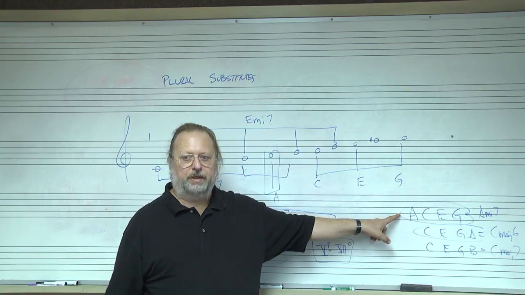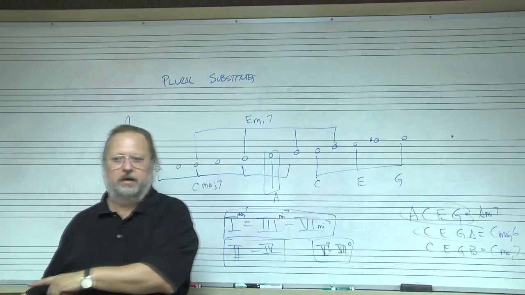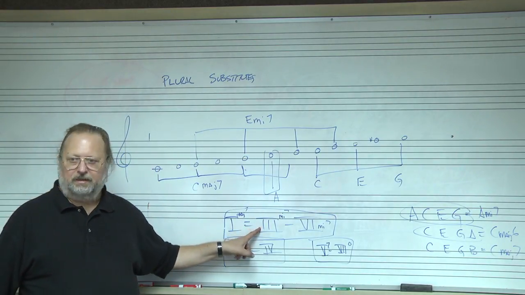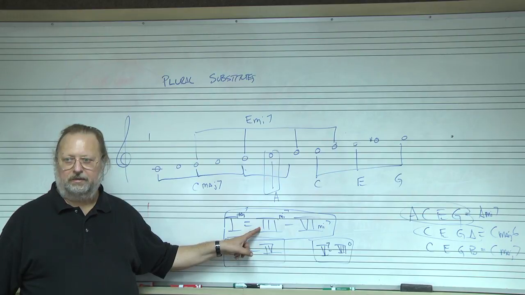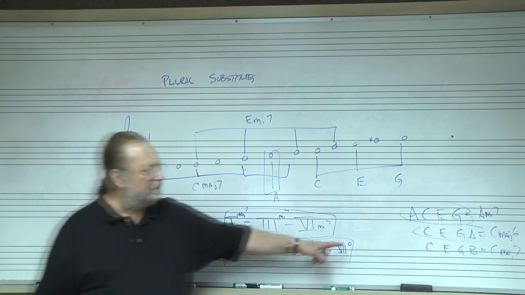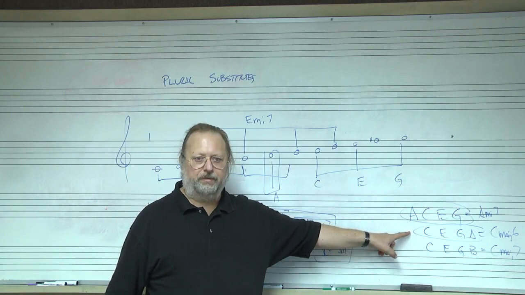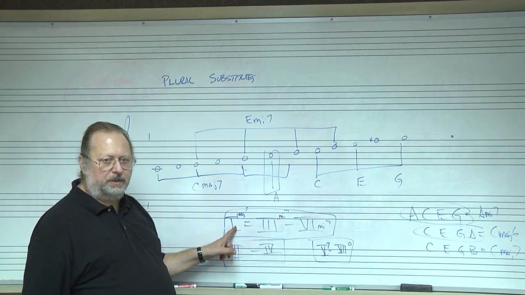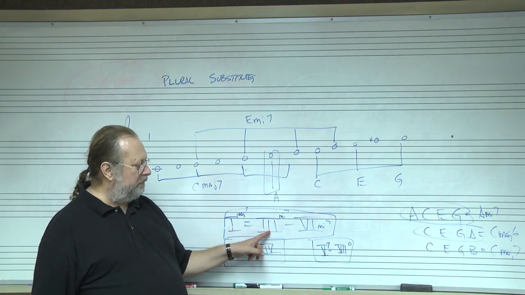So if you're playing a C major 7, you can substitute it with the A minor 7. It's more drastic than substituting it with the 3. But it's kind of the same thing because it has all the same notes. It's a C major 6, isn't it? Just flip it over. So the substitute chords for a C major 7 would be the 1, 3, and 6.